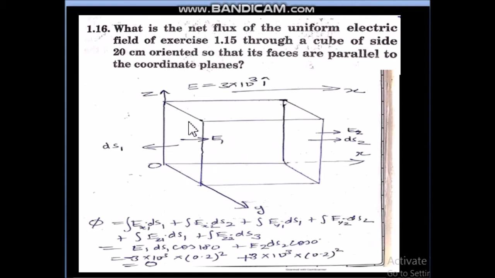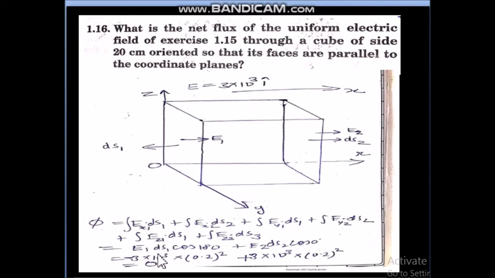Then ds vector is always the normally drawn outward vector. So we have to take a vector to this face, but it should go outwards from the cube. So from the cube outwards it's going. This way ds1 vector and E vector both are in opposite direction. That means the angle between them is 180 degree.